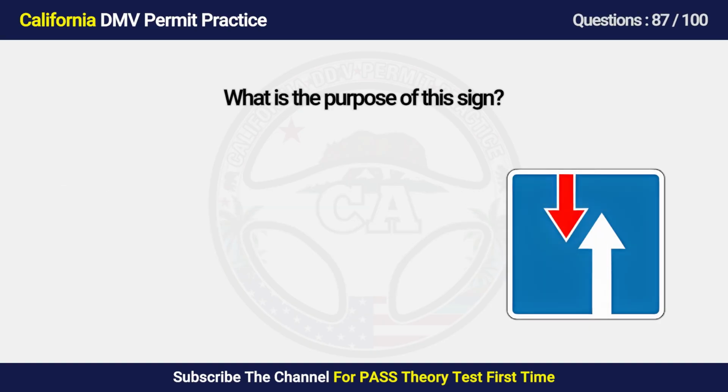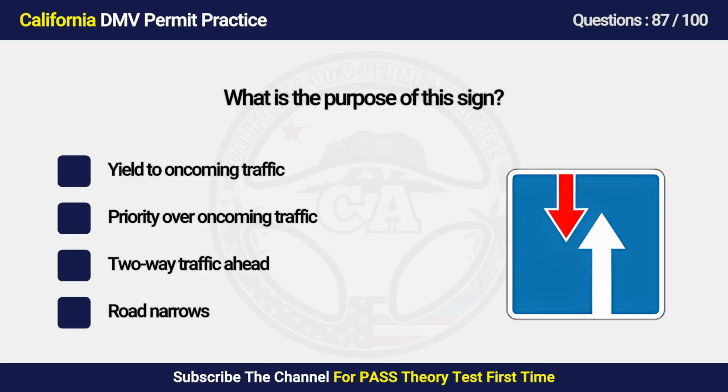Question 87. What is the purpose of this sign? A. Yield to oncoming traffic. B. Priority over oncoming traffic. C. Two-way traffic ahead. D. Road narrows.